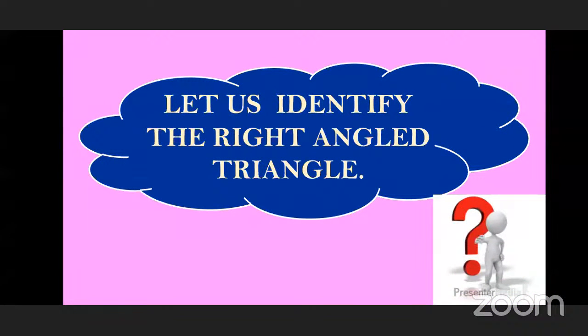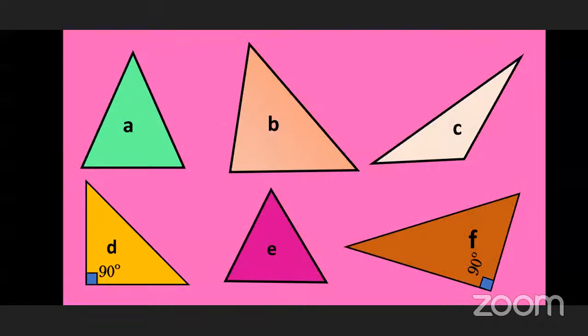Now, let us identify the right angle triangle from the given figures. Now, I will show you some figures, children. On the screen, you have to observe them carefully and identify which is the right angled triangle. Are you ready, children? Yes, Miss. Okay. See, the screen is here. The first triangle is A, second is B, third one is C, fourth one is D, fifth one is E, and the last one is F.